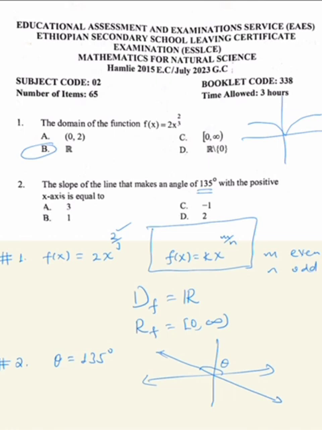To answer this question we need to know one property: slope is the same as tan of the inclination. So our slope is tan of 135 degrees, and tan 135 is -1. So the answer for question number 2 will be C.